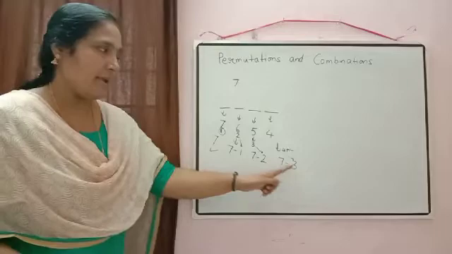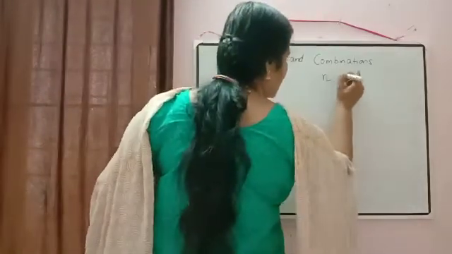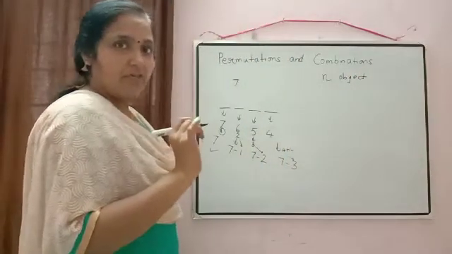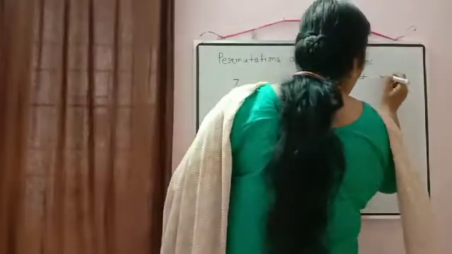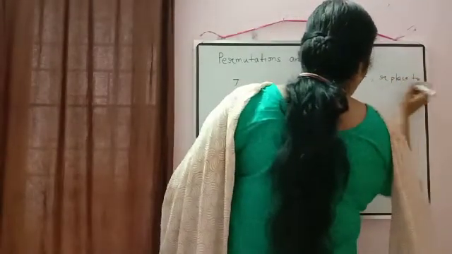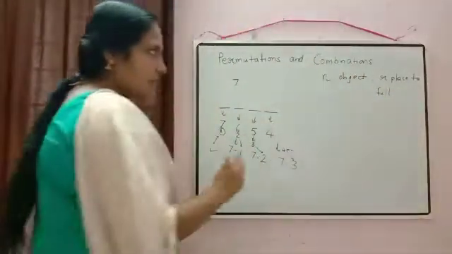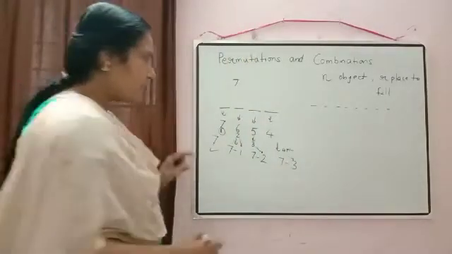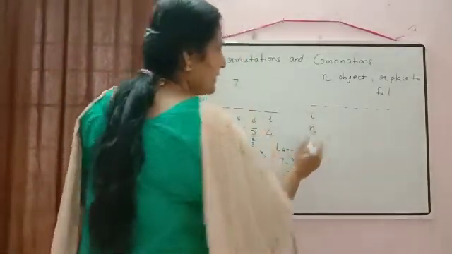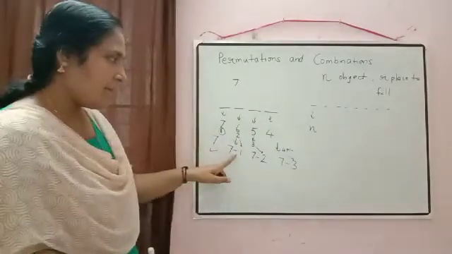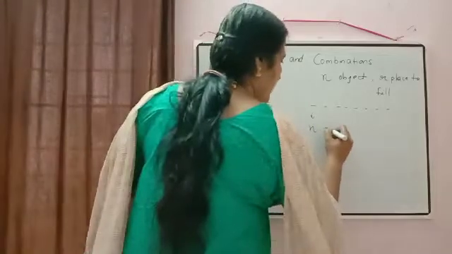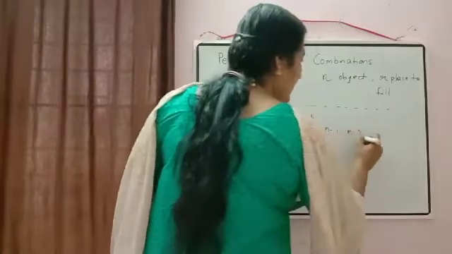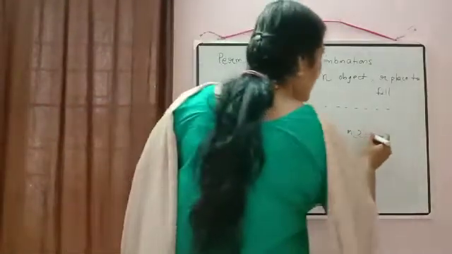In the same way, if we have n objects and r places to fill, how many places do we have? r places to fill. The first place can be filled in n ways. The second place can be filled in n minus 1 ways. The third place can be filled in n minus 2 ways. In this way, the rth place can be filled in how many ways?